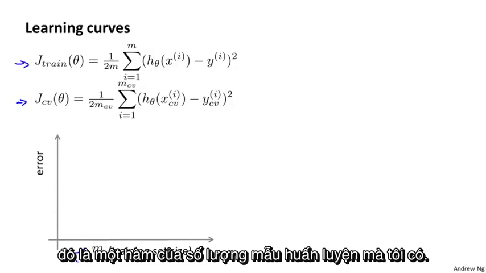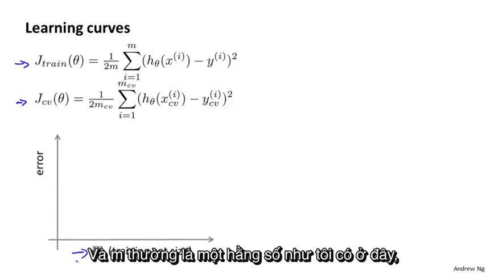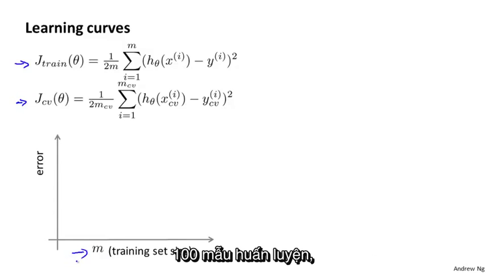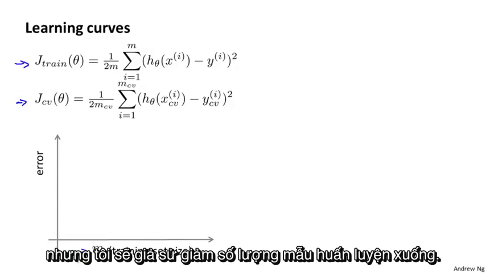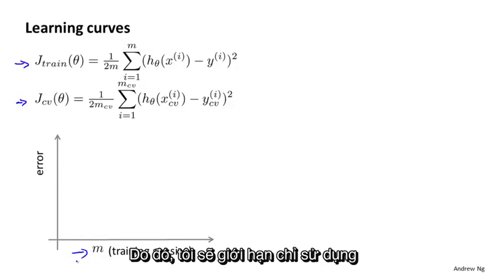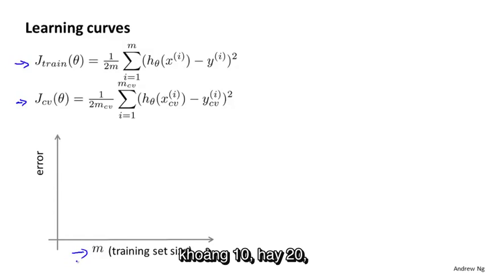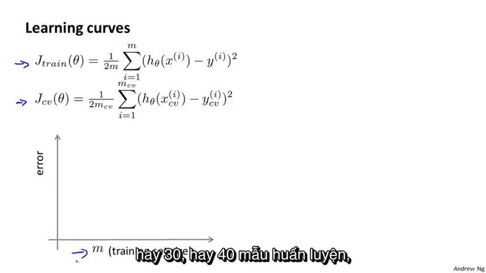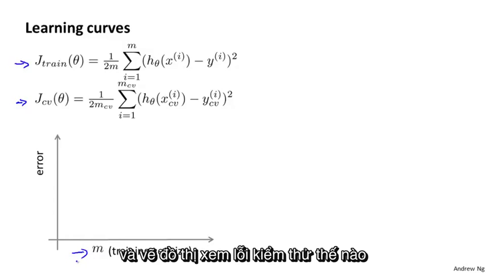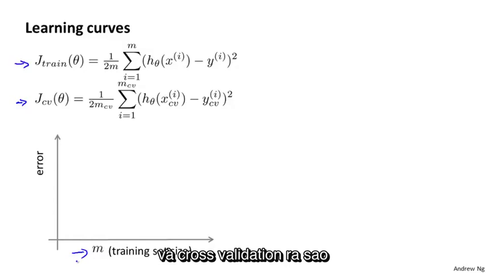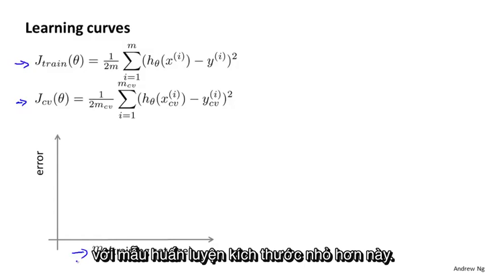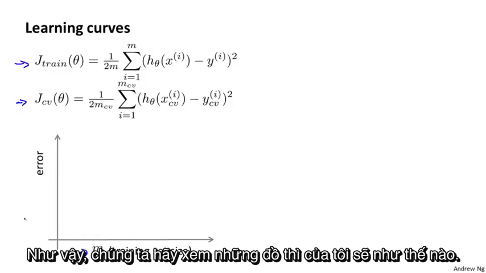And so m is usually a constant, like maybe I just have 100 training examples. But what I'm going to do is artificially reduce my training set size, so that I deliberately limit myself to using only say 10 or 20 or 30 or 40 training examples, and plot what the training error is and what the cross-validation error is for these smaller training set sizes. So let's see what these plots might look like.